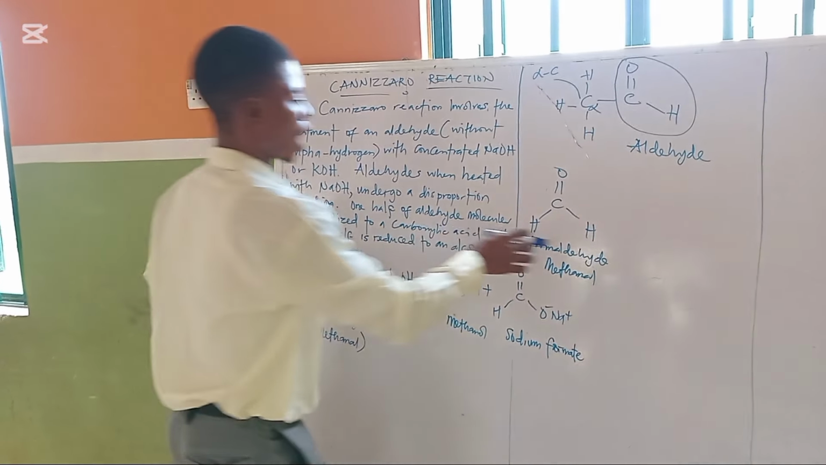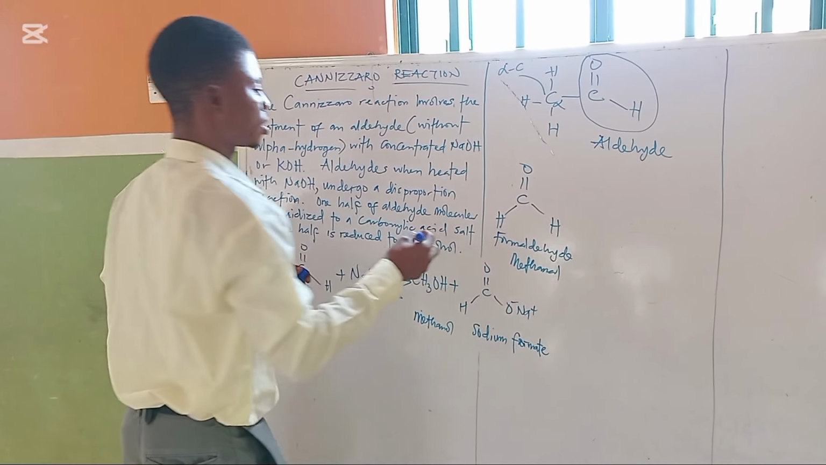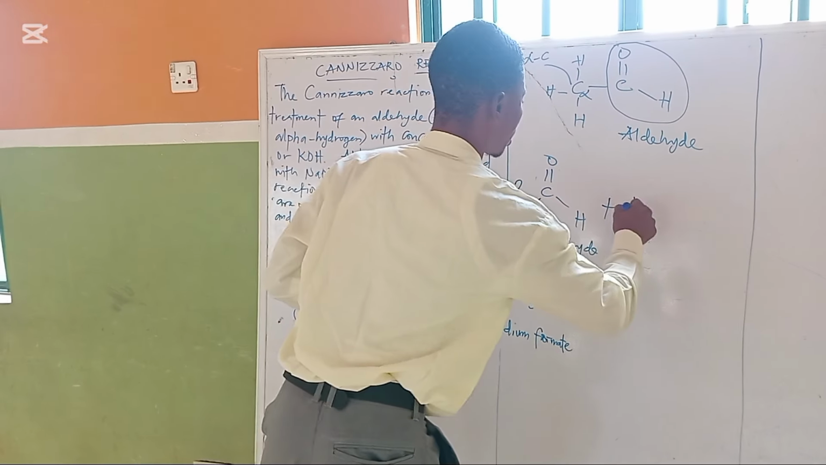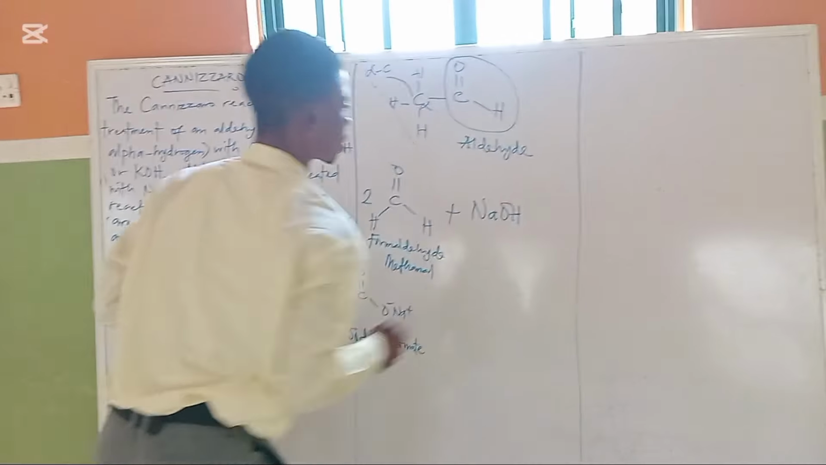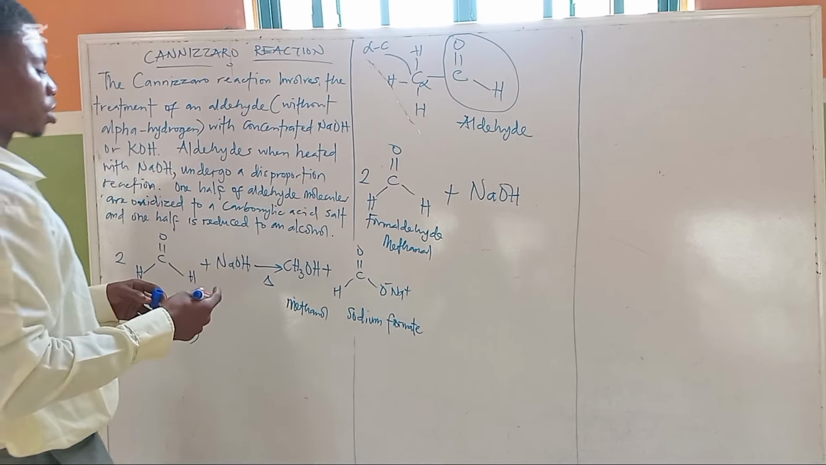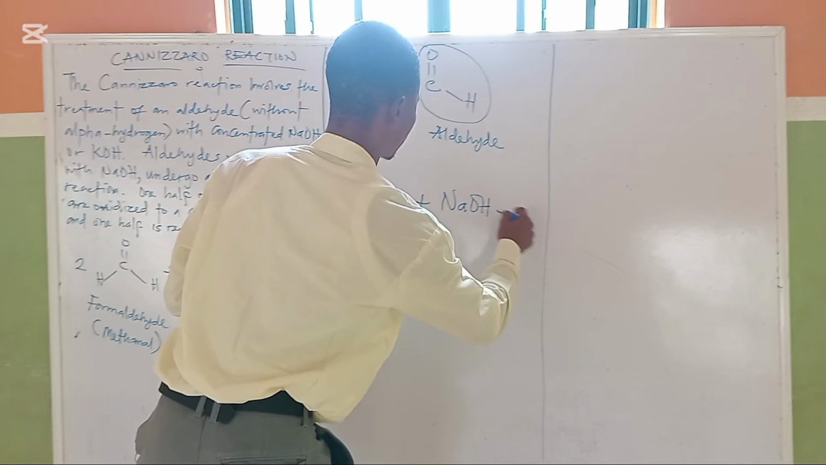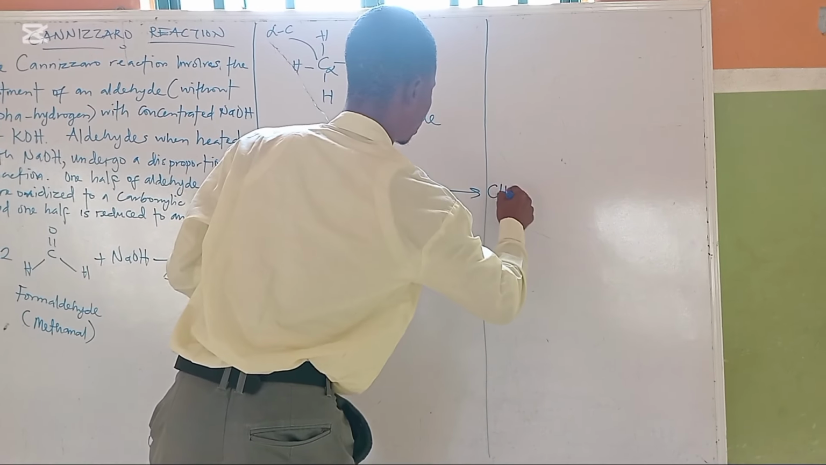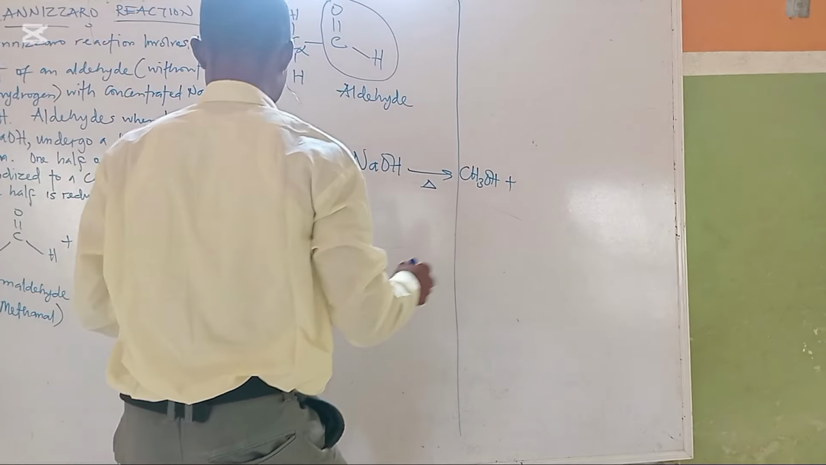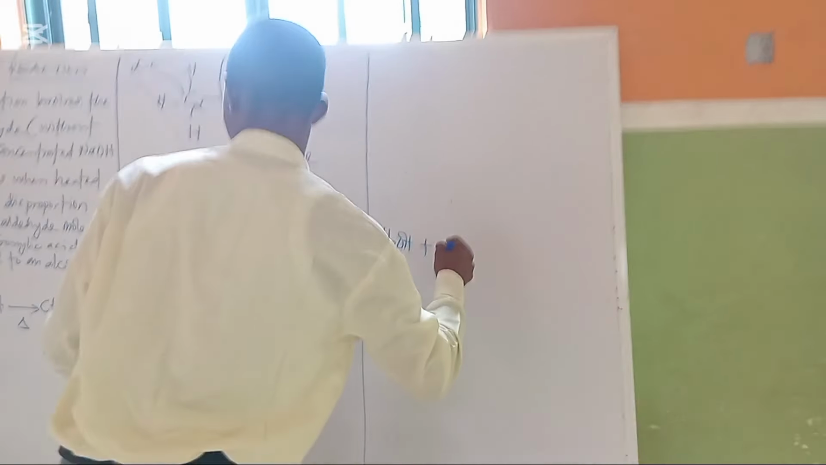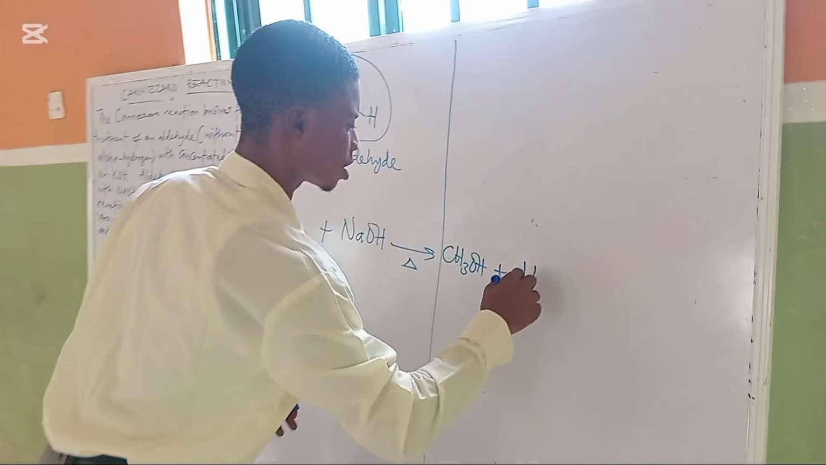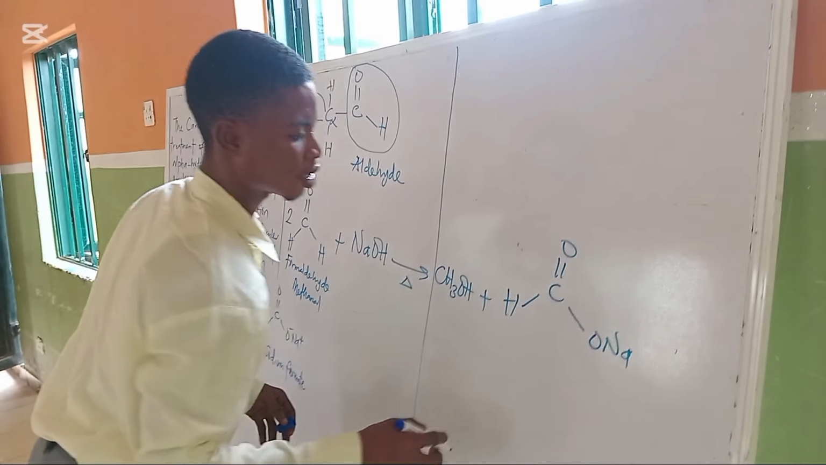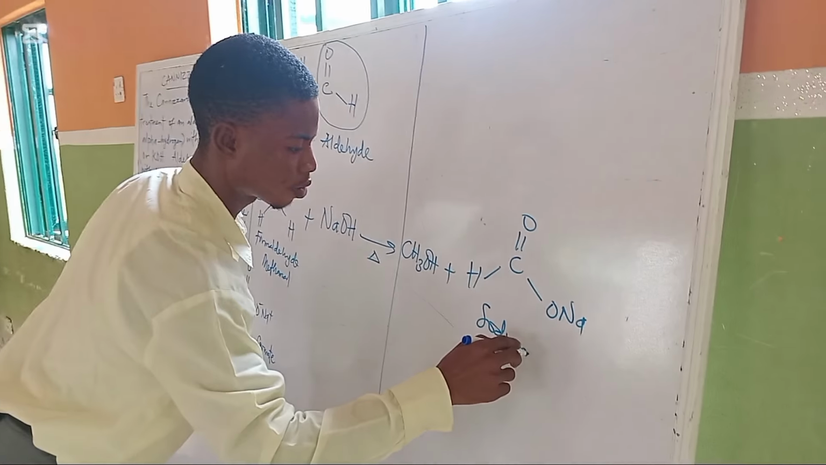When we have two molecules of this formaldehyde and it reacts with a strong base, that is a concentrated sodium hydroxide, the product formed when we heat it is methanol, CH3OH, and the salt of a carboxylic acid, which we call sodium formate. We have H, we have C double bond O, we have O, and we have Na. This is sodium formate.